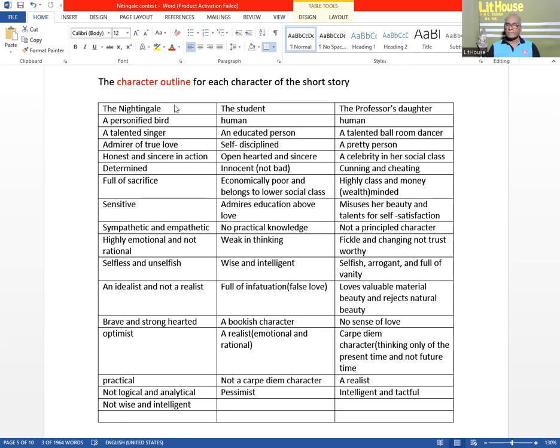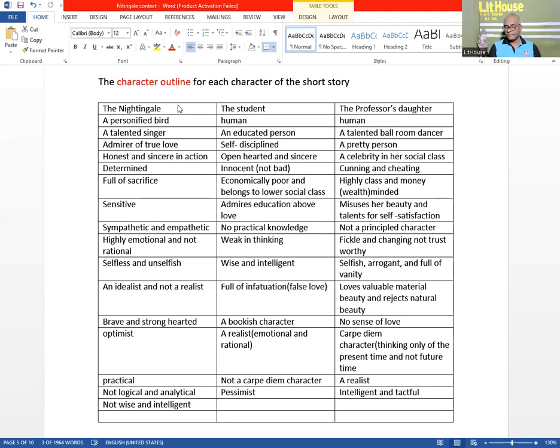Now let's read the nightingale's character qualities. If there are any new words, please refer to a dictionary. Refer to a dictionary and find out the meaning. The nightingale, a personified bird. We know the nightingale is a personified character. A talented singer. She is very skillful, clever, singing bird, singing person.